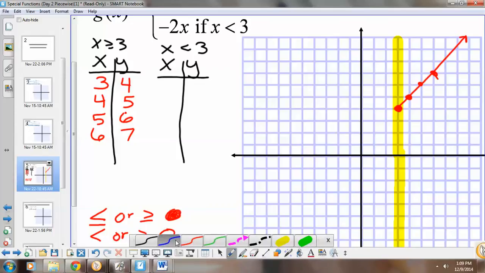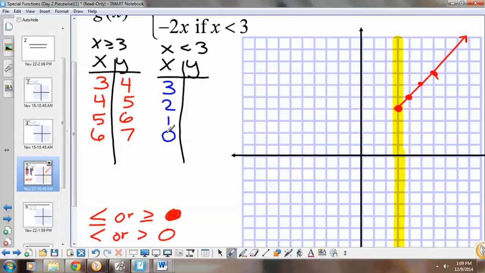Okay. For the second t-chart, we need to pick values that are less than 3. But what's the first one we have to put in? 3. Pick additional values that are less than 3, like 2, 1, and 0. Some of you are just kind of skipping around. I would try to make them go in order. That way we don't have any big gaps in our graph. It's easier to think about when we're graphing. So let's put 3, 2, 1, and 0 in for x.